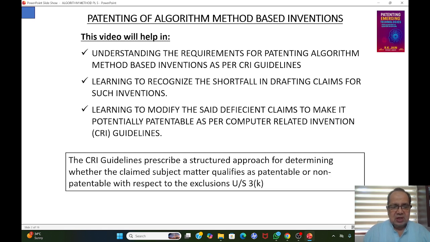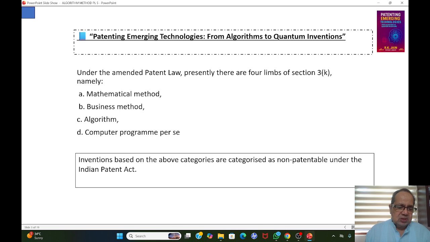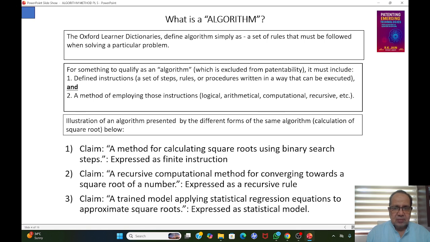As you know, CRI guidelines present a structured approach for determining any specification for the given patent with respect to its patentability or its non-patentability with reference to section 3K. Now section 3K primarily says that these four categories of inventions, mathematical method, business method, algorithms, and computer programs per se, are non-patentable under the Indian Patents Act. So let's dive deeper into it.